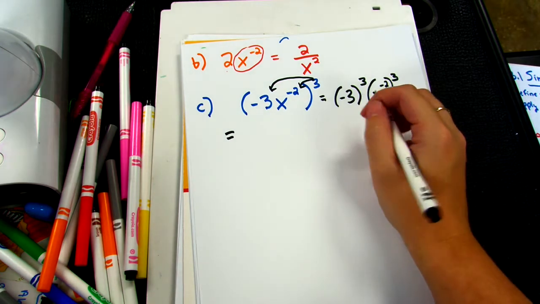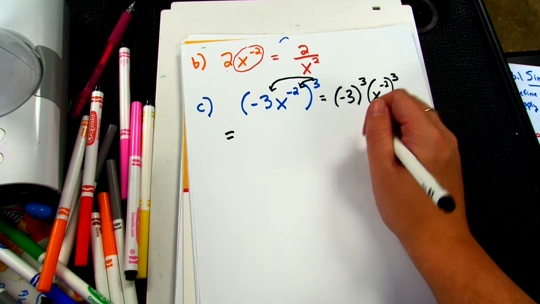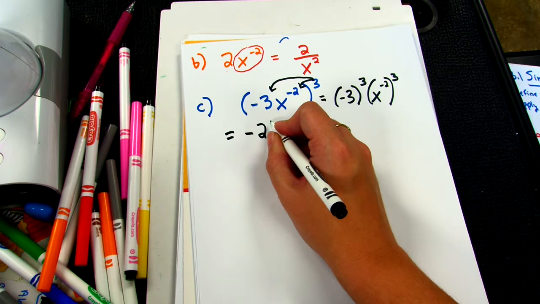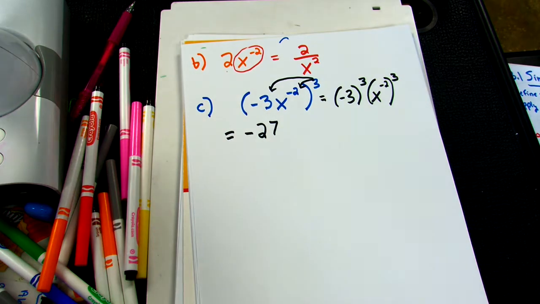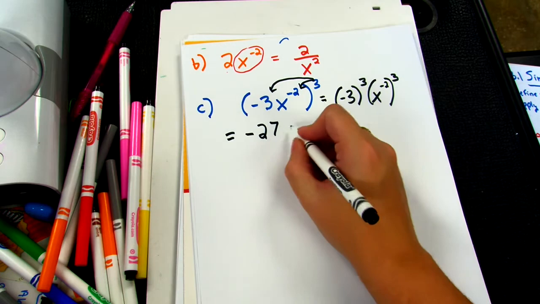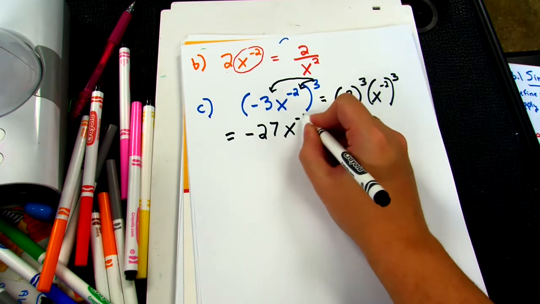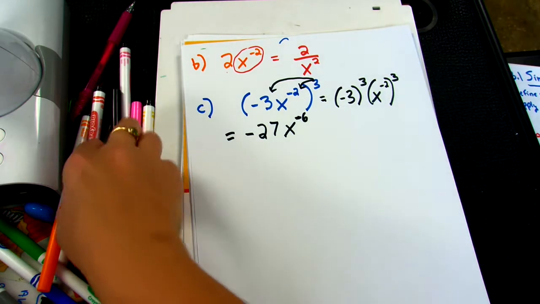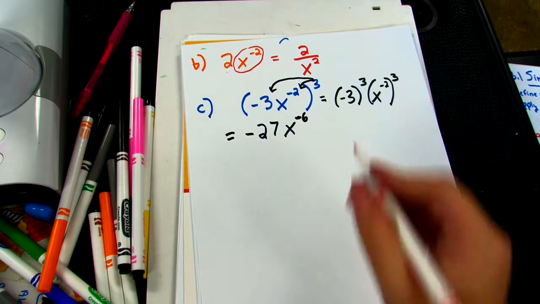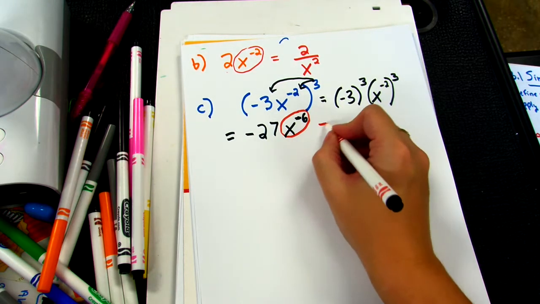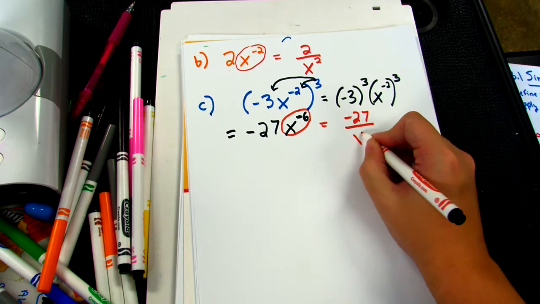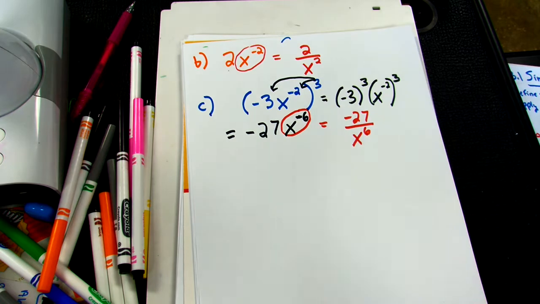So negative 3 times negative 3 is positive 9, but then 9 times negative 3 is negative 27. Okay, and then we have x to the negative 2 times 3, so that becomes x to the negative 6. And lastly, we need to take care of our negative exponent. So it's going to move, but the negative 27 is going to stay in the numerator. And then x to the negative 6 will move to the denominator. However, it'll become x to the positive 6 now.